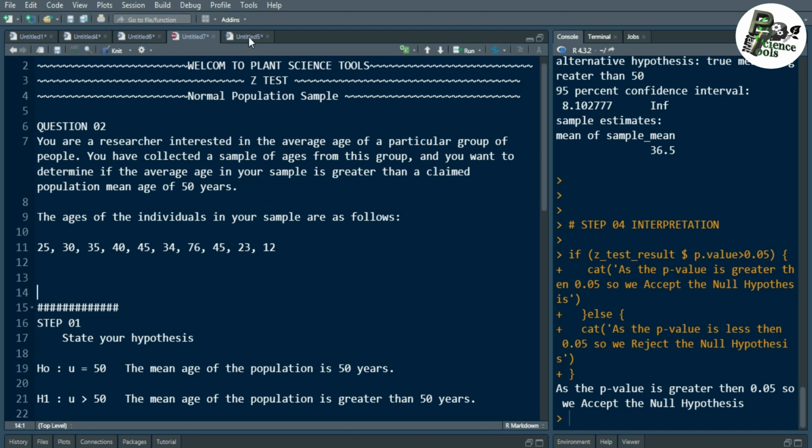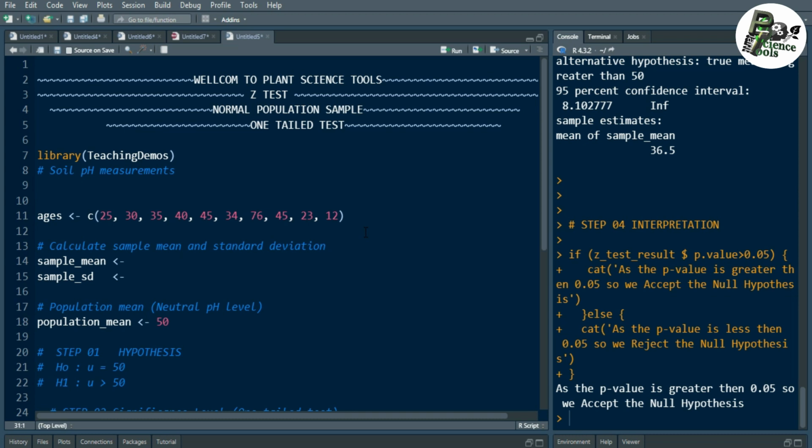Now we will move towards the further steps, but before moving on to the second step, we need to write our values in a variable, which I have named ages. Then we need to calculate the sample mean and standard deviation, because they are not given in the question. If they were given in the question, there would be no need to calculate. To calculate the sample mean, we need the function mean, in which we write our variable, and to calculate the standard deviation we need another function, sd, and in this we also write our ages. The population mean here is 50. So this is all about the given data of the question.